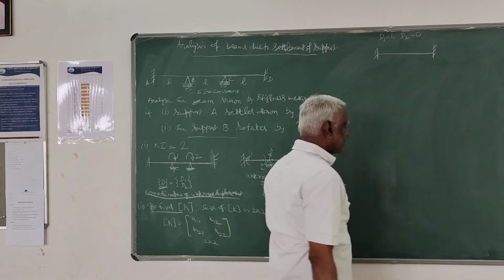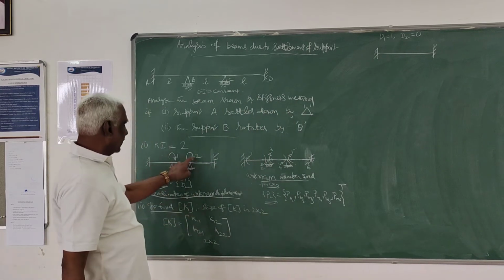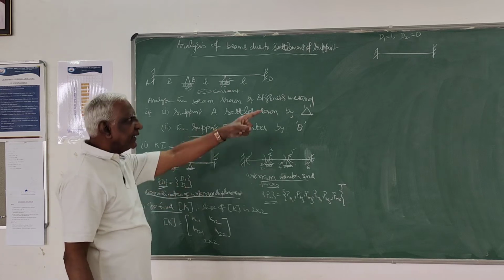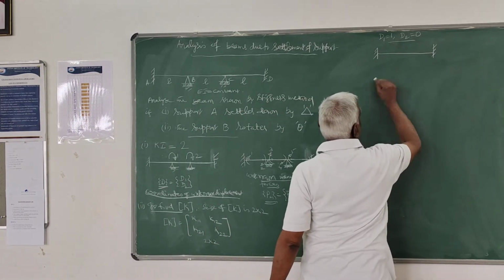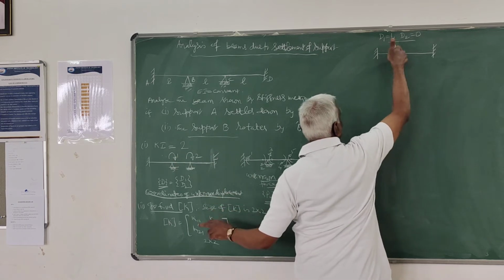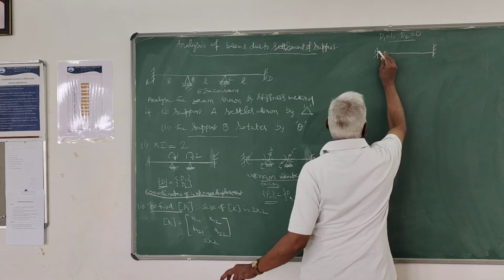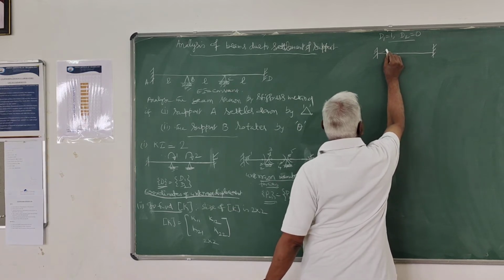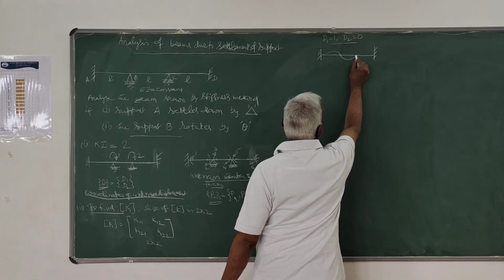For finding stiffness, give unit displacement along each of the unknown displacement coordinates one at a time. First I will give d1 equals 1, d2 I will keep 0. d1 equals 1 means I have to give rotation here in the clockwise direction. So this will move up, this will move down.